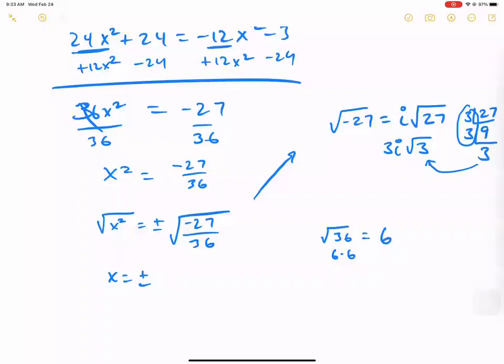Okay, so let's rewrite this. This is the top, and this is the bottom. So we have 3i square root of 3 over 6. I can reduce by 3 and 6, they divide out, to be i square root of 3 over 2, plus and minus.